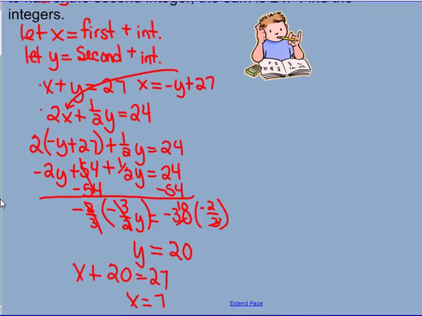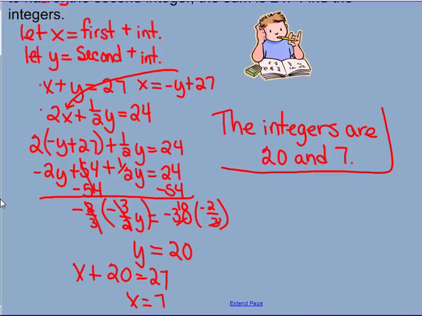The integers are, and yes, they are integers, whole positive signed numbers. So the integers are 20 and 7 is the SABLE, or sentence answer box label as I call it. The integers are 20 and 7. Full sentence answer.